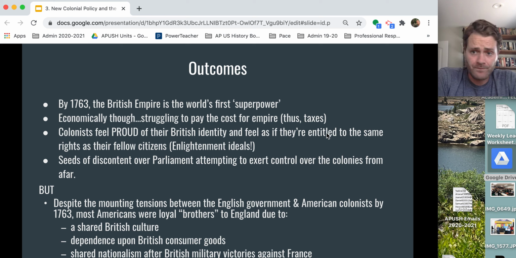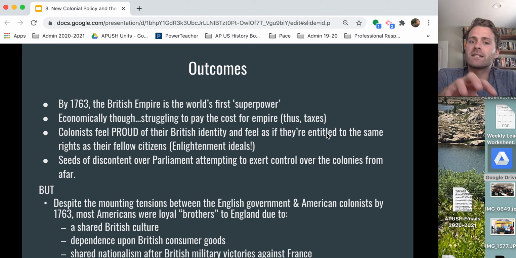But the colonists are going to feel really proud of their British identity after the war. They're going to feel like they're entitled to the same rights as everybody else in England. Why? Because of these Enlightenment ideals of representation and natural rights, and the government's here to protect us and make sure that we are secure in our life, our liberty, our property. And back to Anglicization, this issue that the colonists are so proud to be British is going to be the seeds of the revolution, because they think they're being wronged in their rights as British citizens.